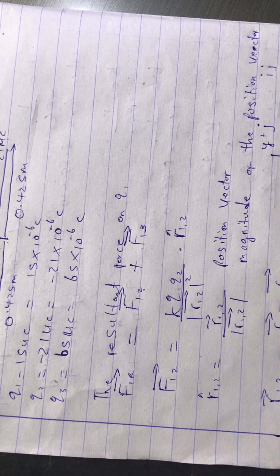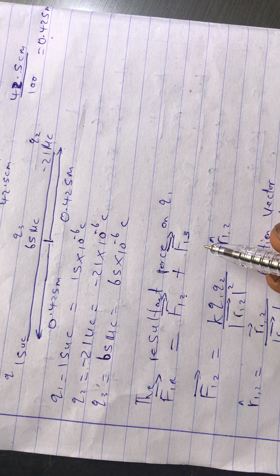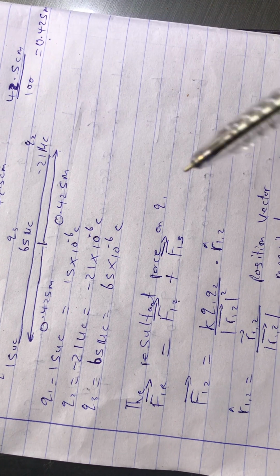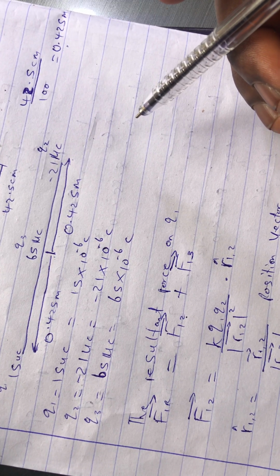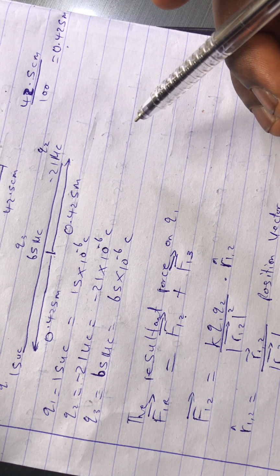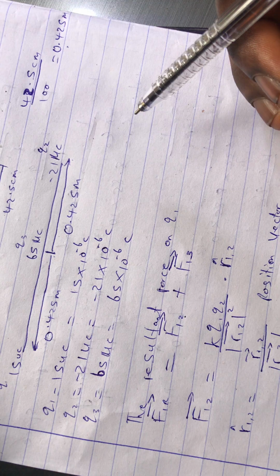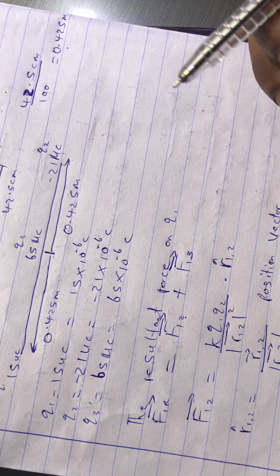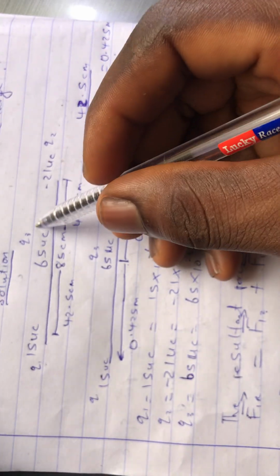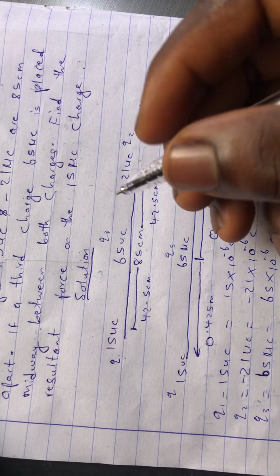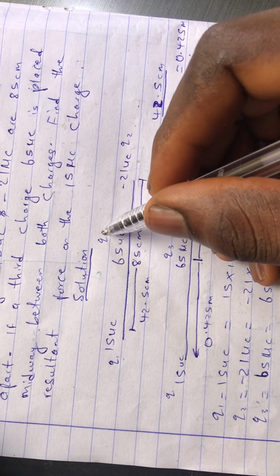Now, if we want to find the distance, let's find the distance of our arrow to here. Come in, let me check something. Okay, I'm with you guys. Sorry, there's a mistake somewhere. Here is our second charge. Here is the second charge. This is our second charge, and this is our third charge.